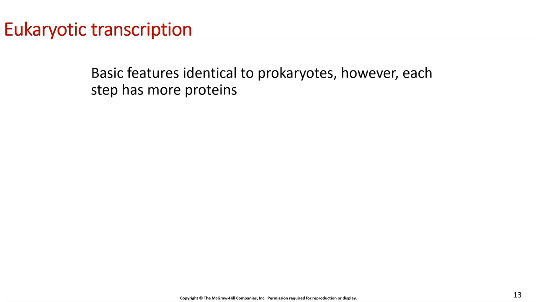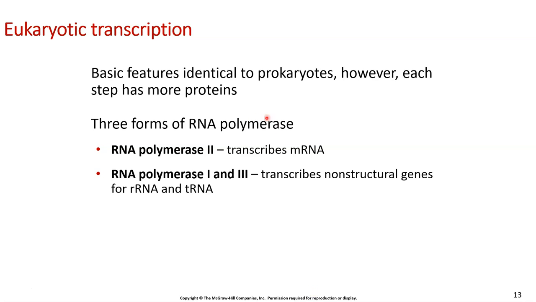Okay, so eukaryotic transcription, I'm not going to ask a lot of questions on it, but I will briefly mention it. It has very similar features to prokaryotes, except we have a lot more steps. So one big thing here is that we have multiple types of RNA polymerase enzyme. For instance, RNA polymerase 2 is going to actually transcribe the mRNA. RNA polymerase 1 and 3 are going to make those non-structural genes that I talked about earlier.